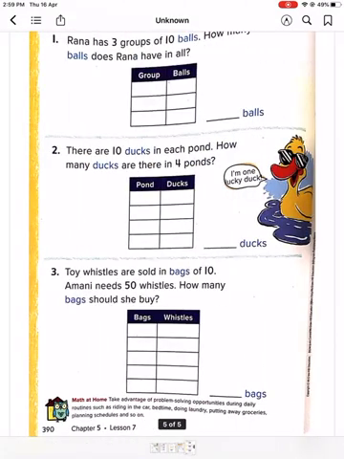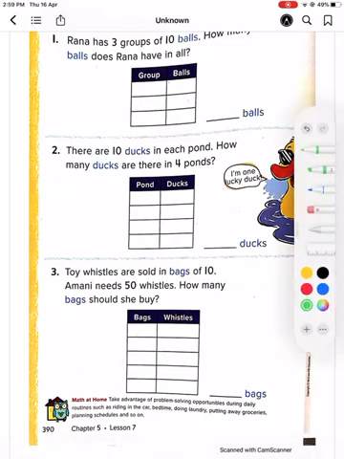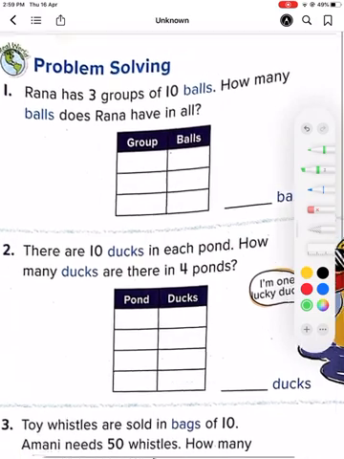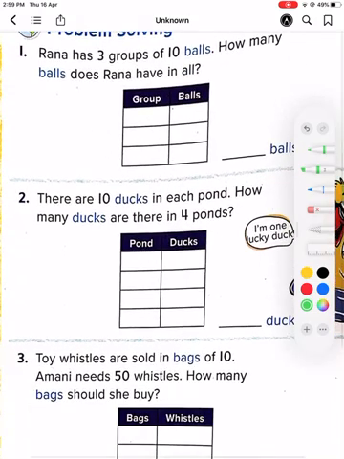Here we are. Let's start. Our highlighter, yeah. Rana has 3 groups of 10 balls. How many balls does Rana have in all? We will highlight, and the question in red, we will make a circle.